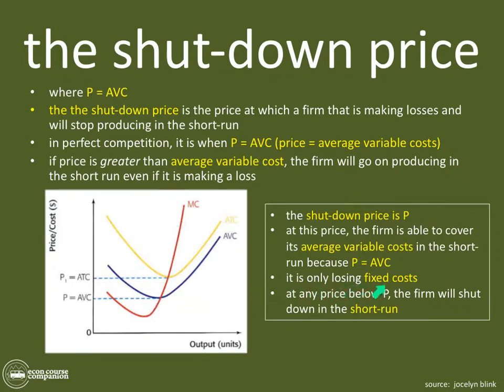So therefore, this firm is only losing its fixed costs, and at any price below P, the firm will shut down in the short run, right? Because this is the cost of all of their average variable costs, or their variable cost divided by output. Okay? So shutdown price, super important. Here it is on a graph. You saw the data. You should be able to translate that information over to this graph and show that the shutdown price is where marginal cost intersects the average variable cost curve, which is always going to be at its low point. All right. So that's the deal for the shutdown price.